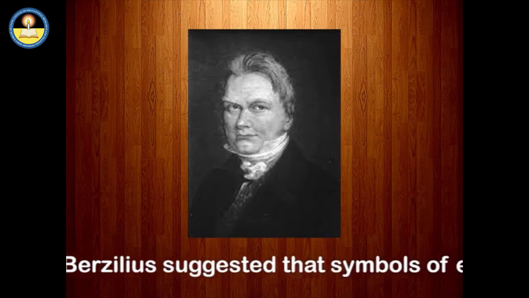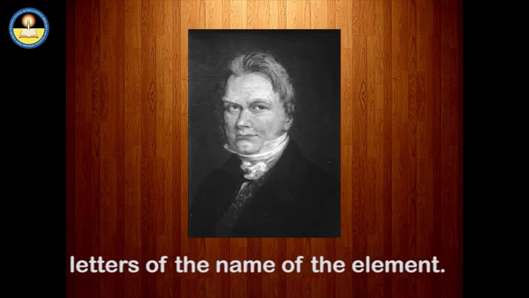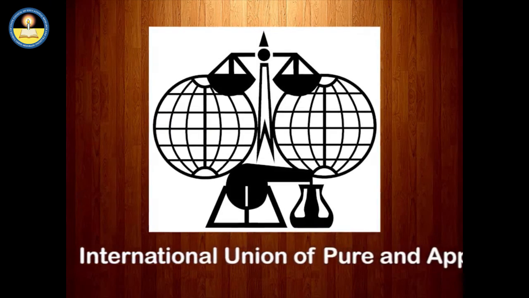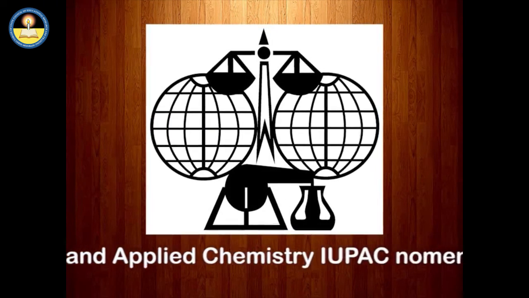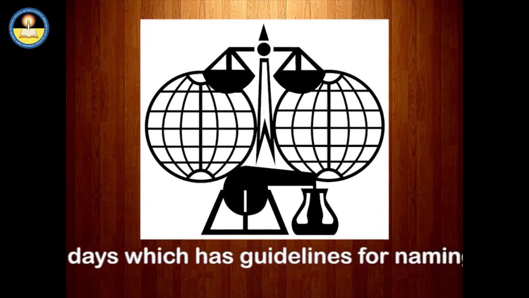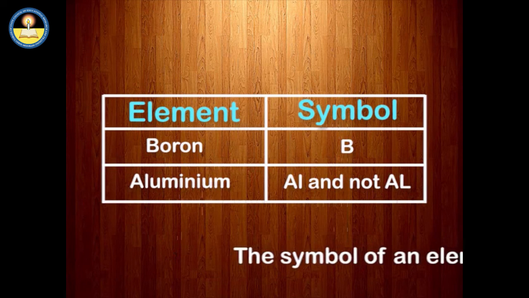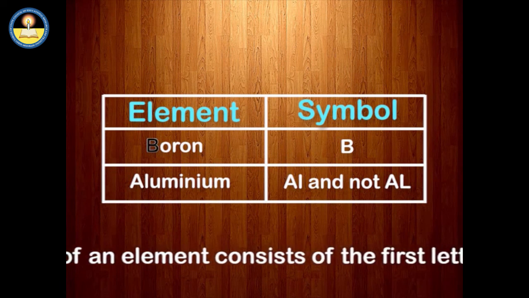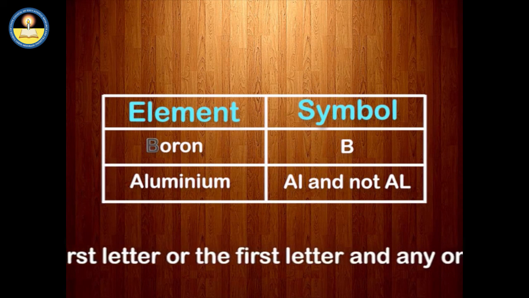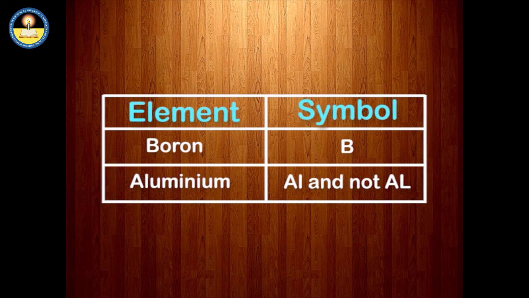Berzelius suggested that symbols of elements should be taken from one or two letters of the name of the element. International Union of Pure and Applied Chemistry (IUPAC) nomenclature is used these days, which has guidelines for naming elements and assigning symbols. The symbol of an element consists of the first letter or the first letter and any one other letter in its name in English. The first letter must be capitalized and the second should be in lower case.